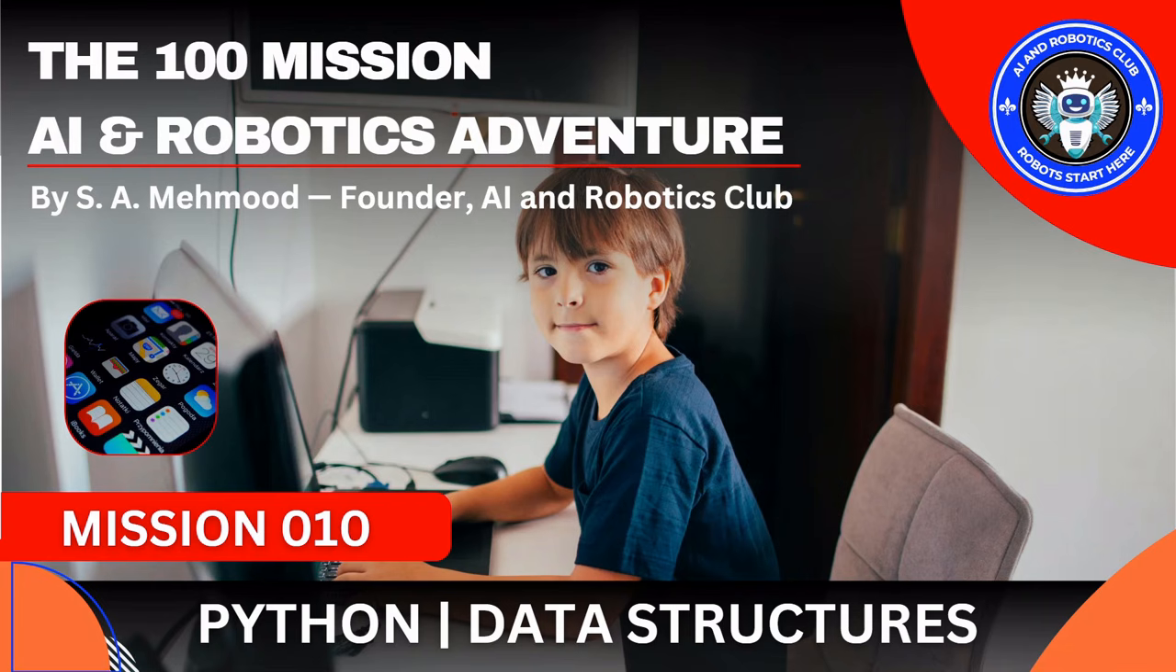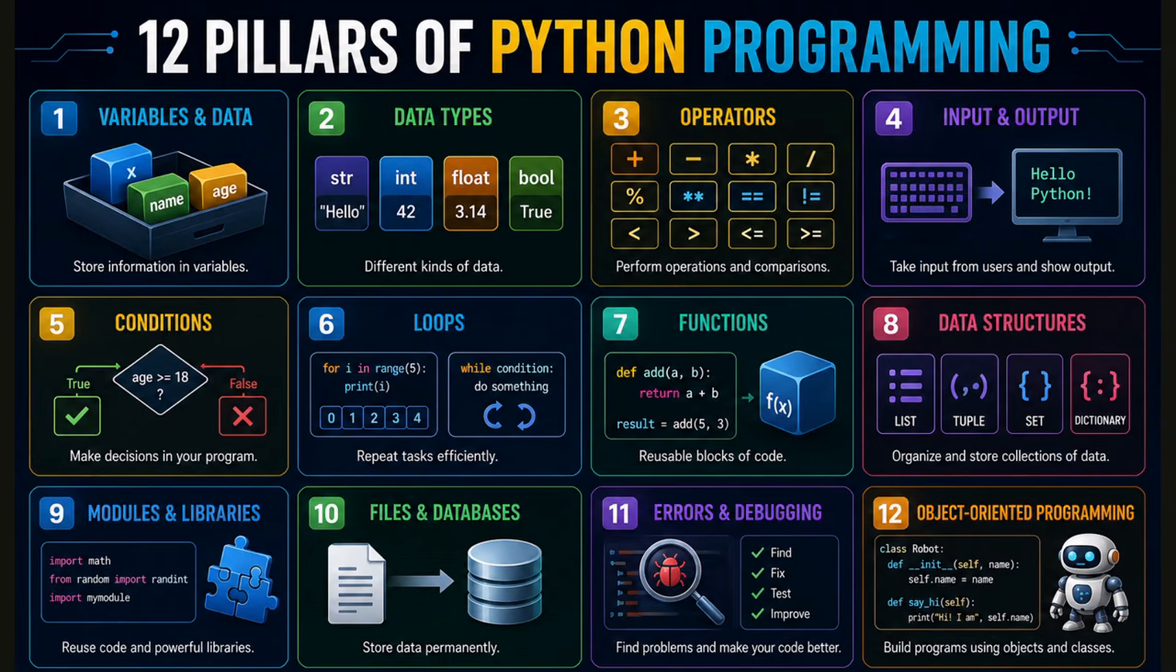Today we are going to look at data structures. In the past mission, we understood what the 12 pillars of Python programming are, and we have practiced till the 7th pillar, that is the functions. We have been working with data types, variables, and different things like that. Today, we are going to understand what the data structures are and how they are used in our Python programming.